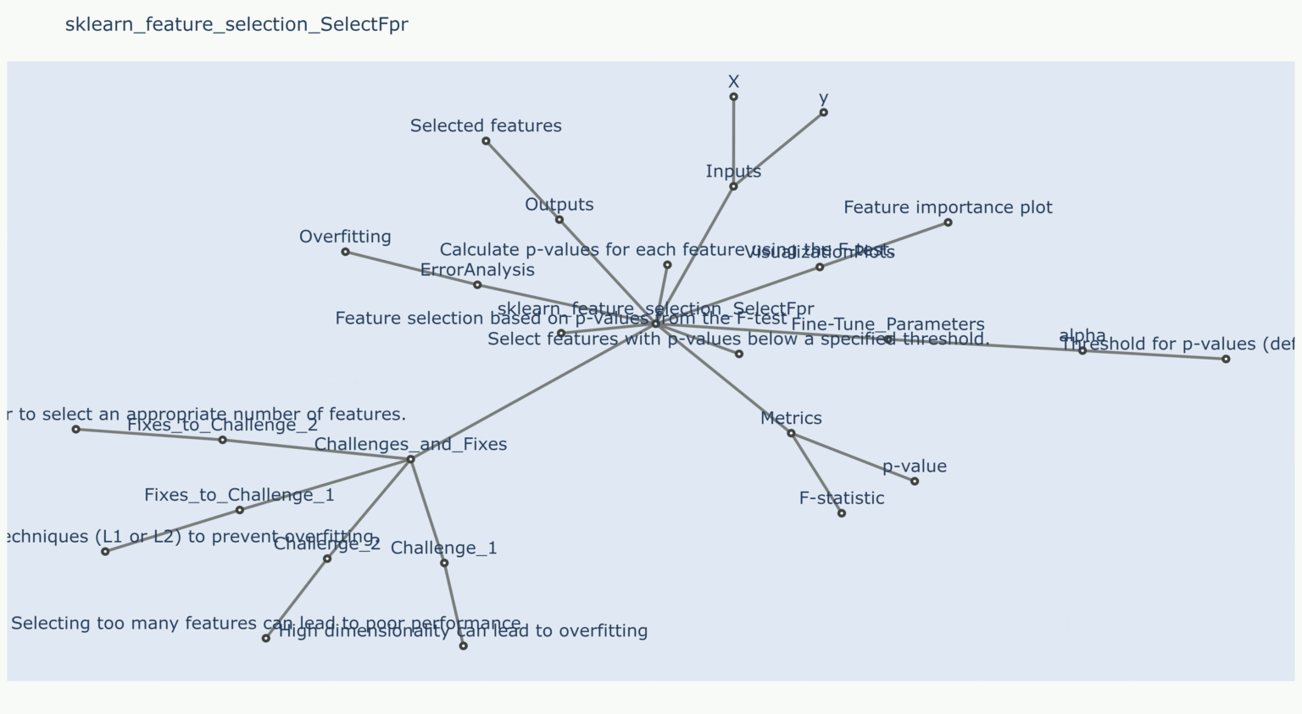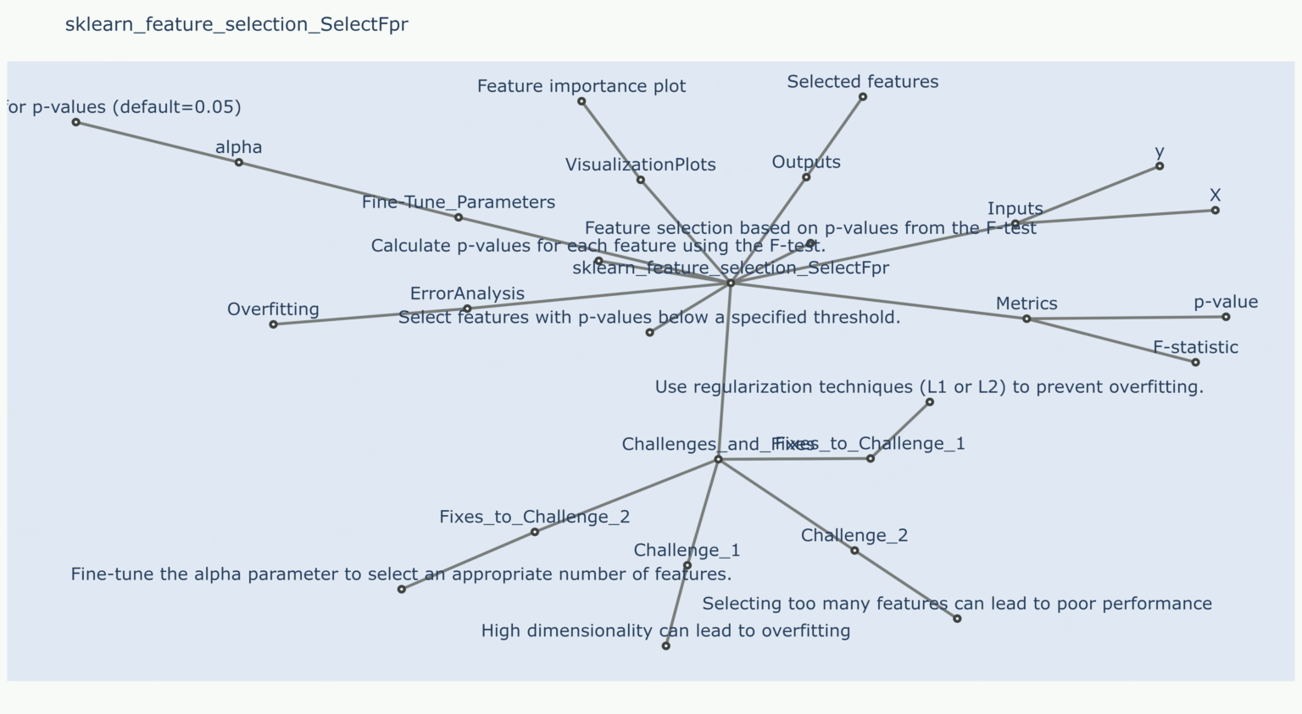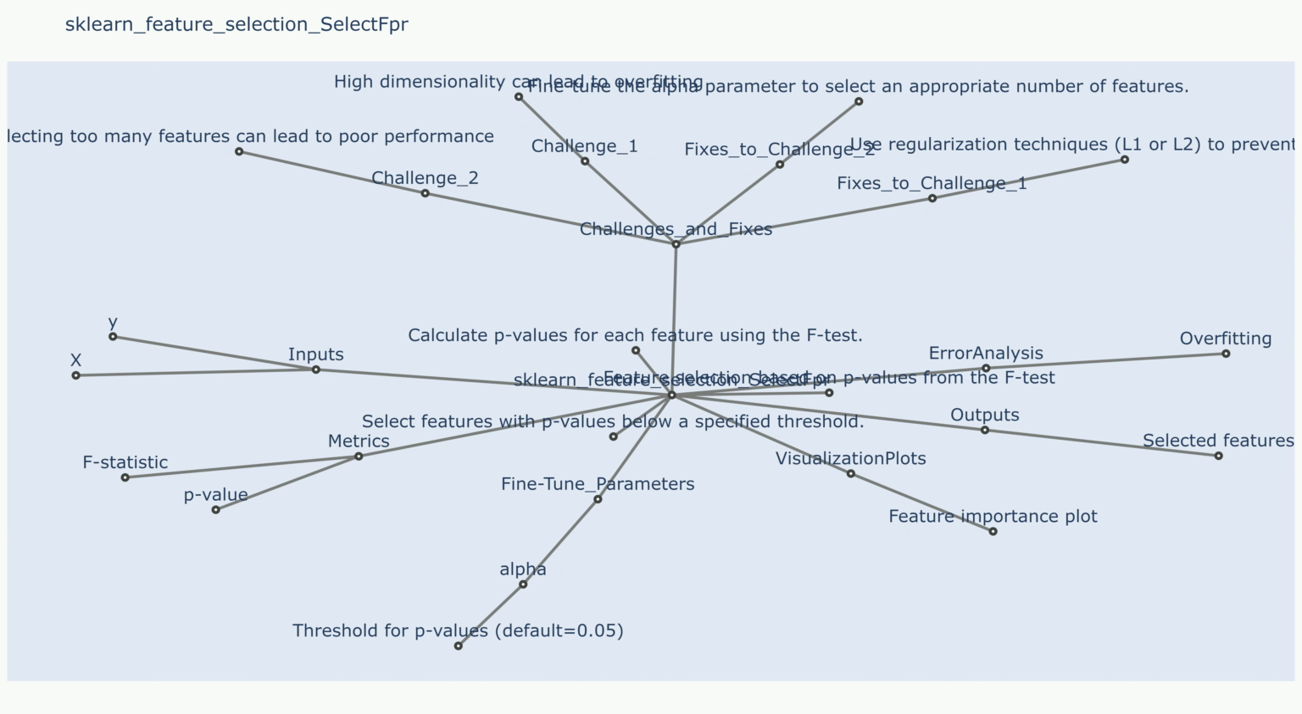Inputs. X: the input feature matrix of shape (n_samples, n_features). y: the target vector of shape (n_samples). Outputs. support_: a Boolean mask of shape (n_features), with True values indicating selected features. ranking_: an array of shape (n_features) of feature ranks, with the most important feature assigned rank 1.